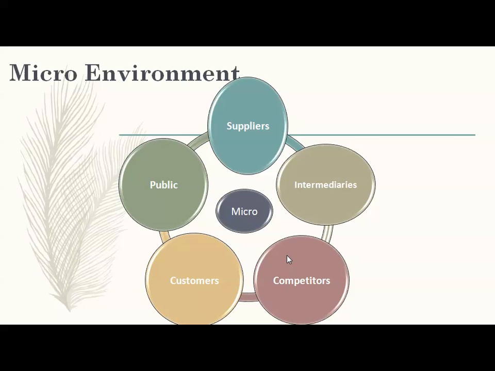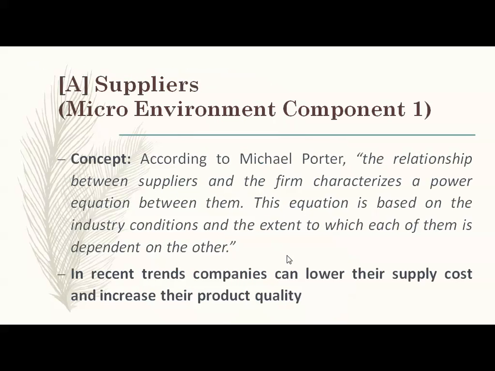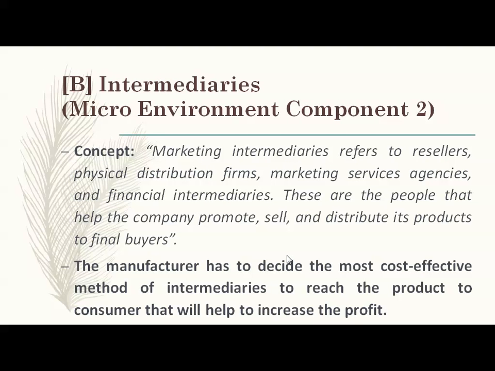So we will start with suppliers. Suppliers are the firms who can alter the competitor position and their market capabilities. There are raw material suppliers or energy suppliers, suppliers of labor and capital. According to Michael Porter, it's the relationship between the suppliers and the firm that optimizes the power equation between them. Then next are the intermediaries.